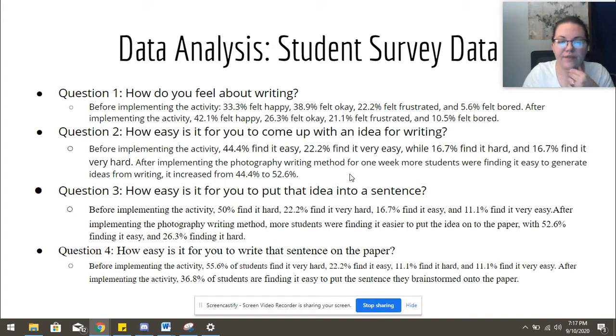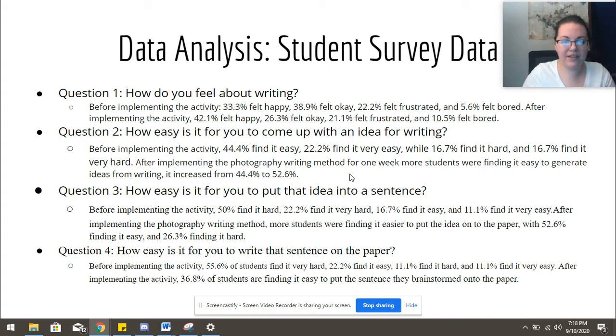Question 3, how easy is it for you to put that idea into a sentence? 50% found it hard, 22% found it very hard, 16.7% found it easy, and 11.1% found it very easy. So a majority of my students are finding it hard to put that idea into a sentence. And this was, I was thinking, orally or in their head, thinking, how am I putting this into a sentence?